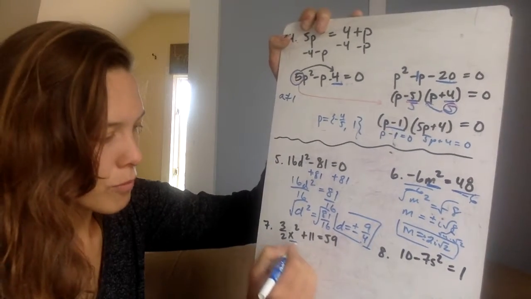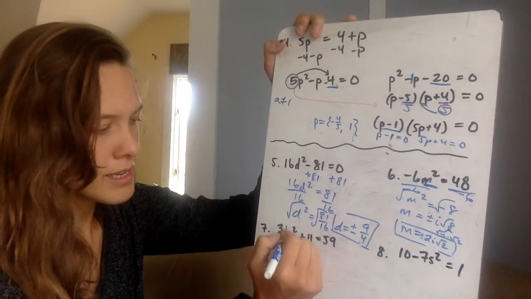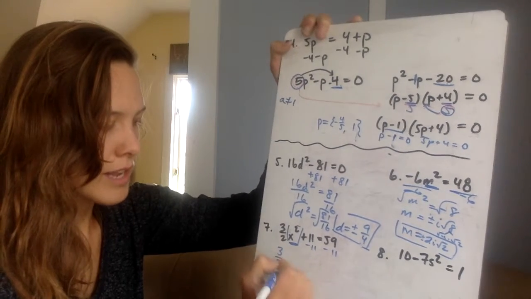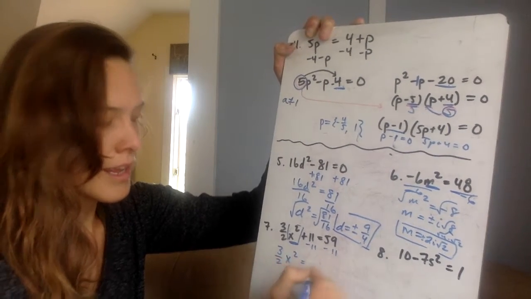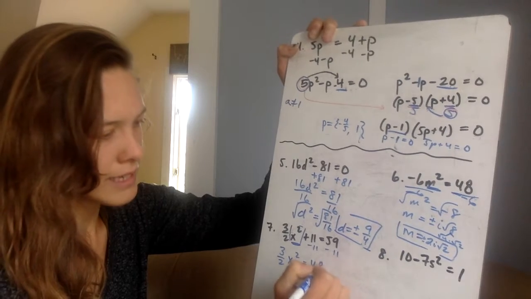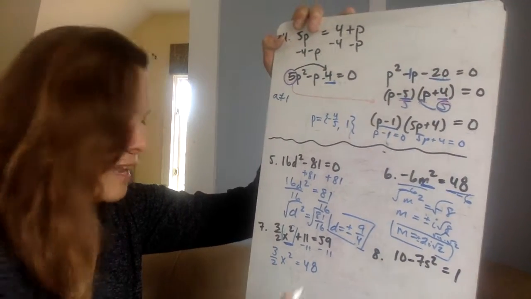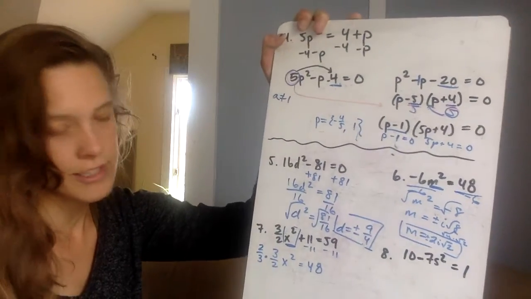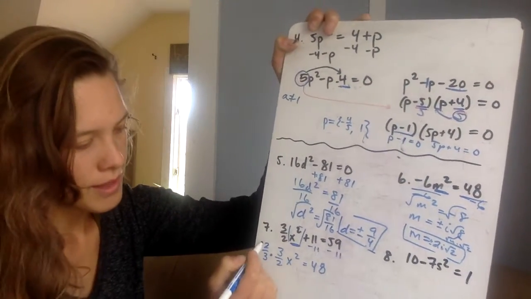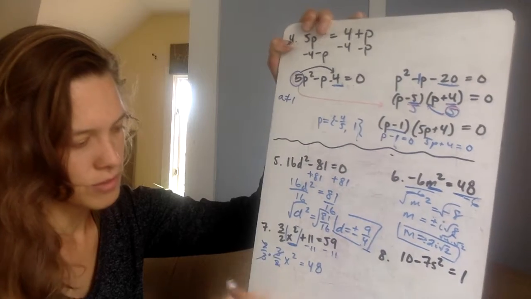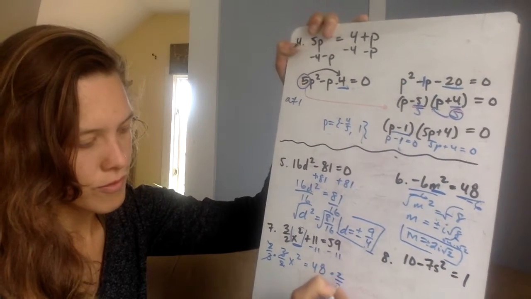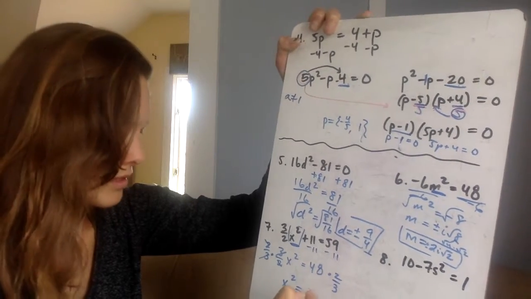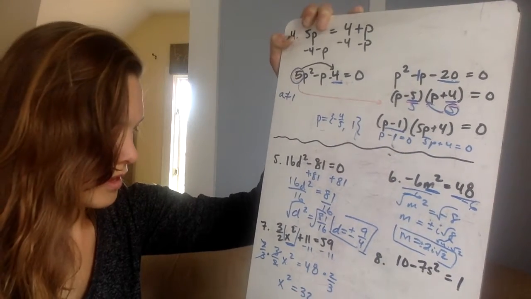Seven, again, I'm working to isolate this x squared. So the first step will be to subtract 11 from both sides. So then I have 3/2 x squared equals 48. And now I can multiply by 2 over 3, which is the same thing as dividing by 3/2. So that cancels with that, that cancels with that. Multiply 48 by 2 over 3, and I get x squared equals 32.